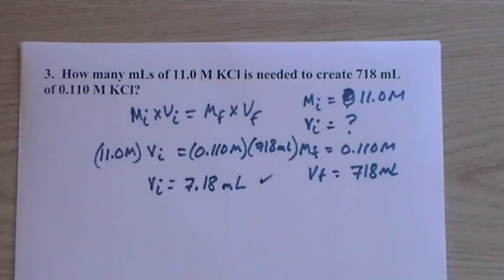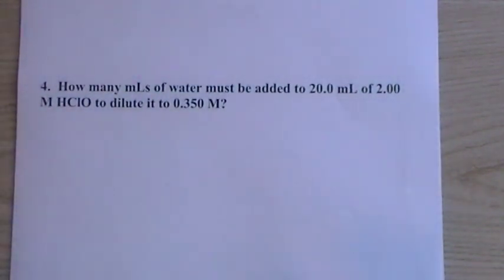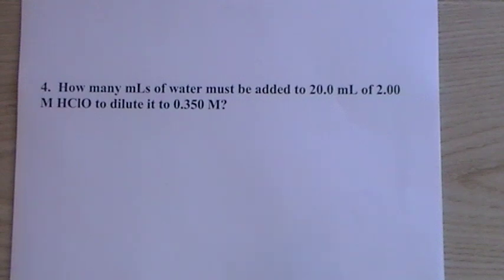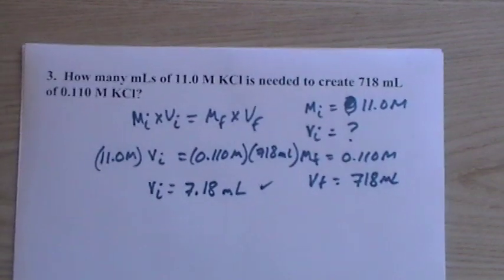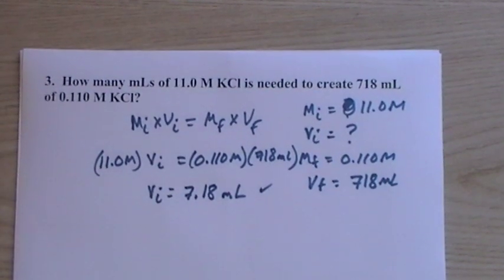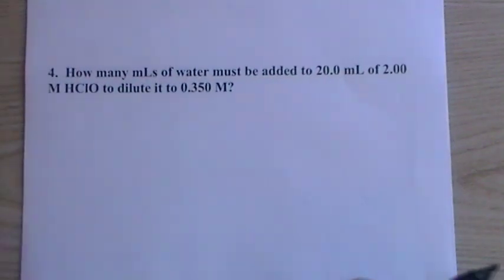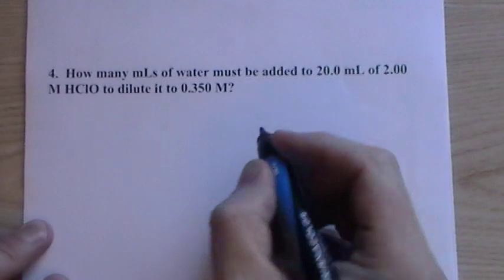Okay. How many mils of water must be added to 20 mils of 2 molar HClO to dilute it to 0.35 molar? Now, this one is a little different. That's why I wanted to put this one in. I thought initially that the one up here was that kind of problem. Let me just verify. No. It's a little tricky, but it's very important because this is how you dilute in the lab. Well, let's just go through it and see.